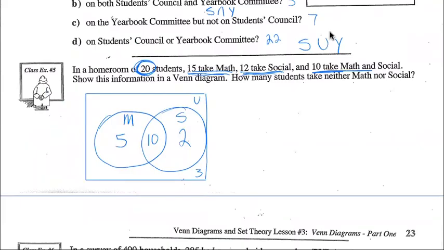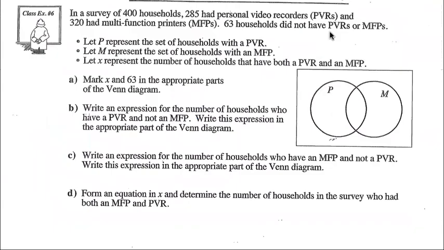I hope that was fairly easy enough to see. I like that question. And then over the page, example 6 is where it gets fun with the math. In a survey of 400 households, 285 had personal video recorders, PVRs, and 320 had multifunction printers, MFPs.